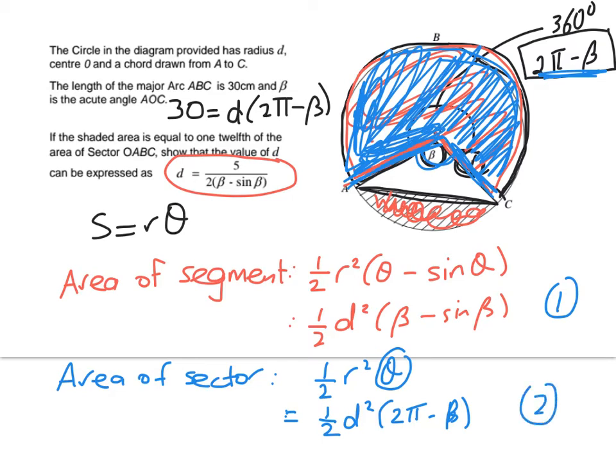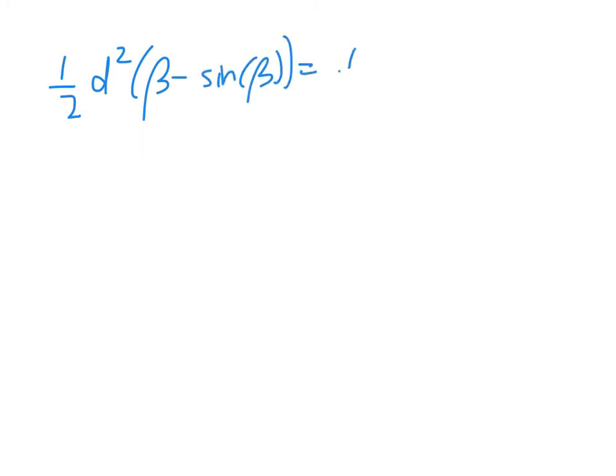And now we're going to write an equation that links those two things. And that'll be on the next slide. So we know that the shaded area, area 1, is 1/12 of area 2. Okay, so 1/2 d squared times beta minus sine beta is equal to 1/12 times area 2. And that's 1/12 times 1/2 d squared times 2 pi minus beta. So you can see why I said to watch the question 6 one first. The process from here is quite similar.